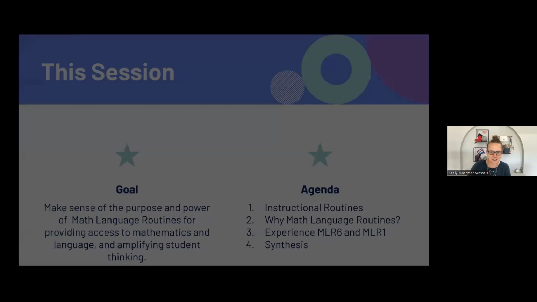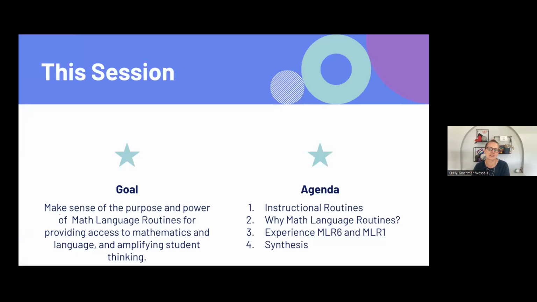So in this session today, my goal is really to make sense of the purpose and the power of math language routines, in ways that they provide access to mathematics and language, and that they really give opportunities to amplify student thinking in classrooms. So I will talk a little bit about instructional routines and then think about why these math language routines are important. And then we'll have a chance to experience two of these language routines as learners. And then we'll kind of synthesize with our teacher hats on about what this means.